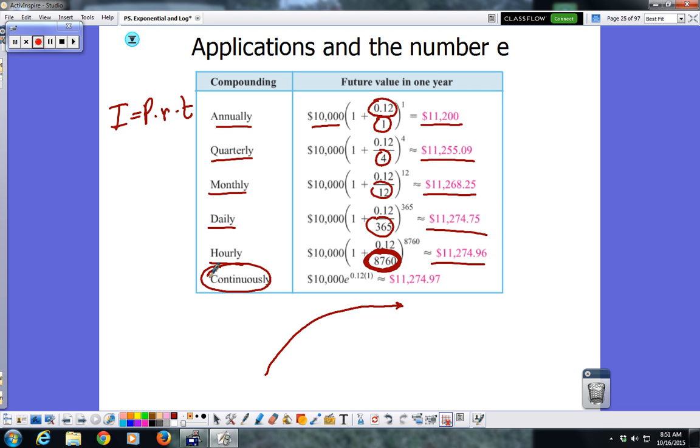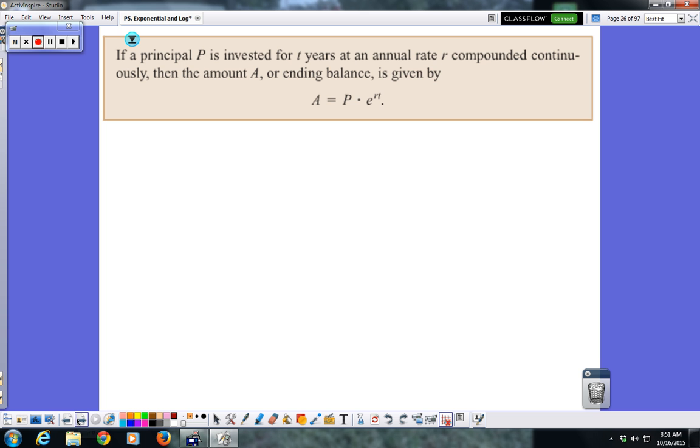How much time is between one compounding and the next? Pretty much nothing. It's like when we were talking about secant lines and that H value getting closer and closer and closer to 0. It's the same concept here. And all of a sudden, this number E pops up.